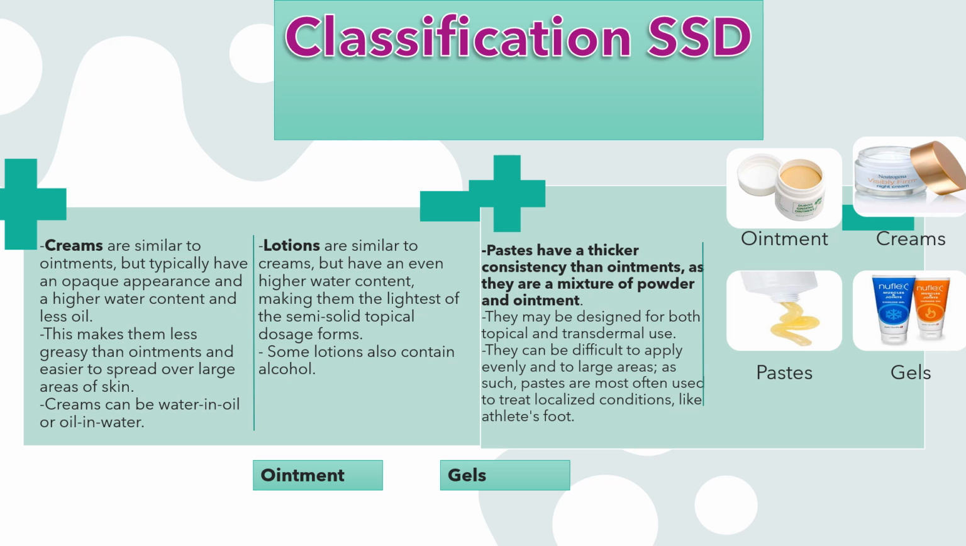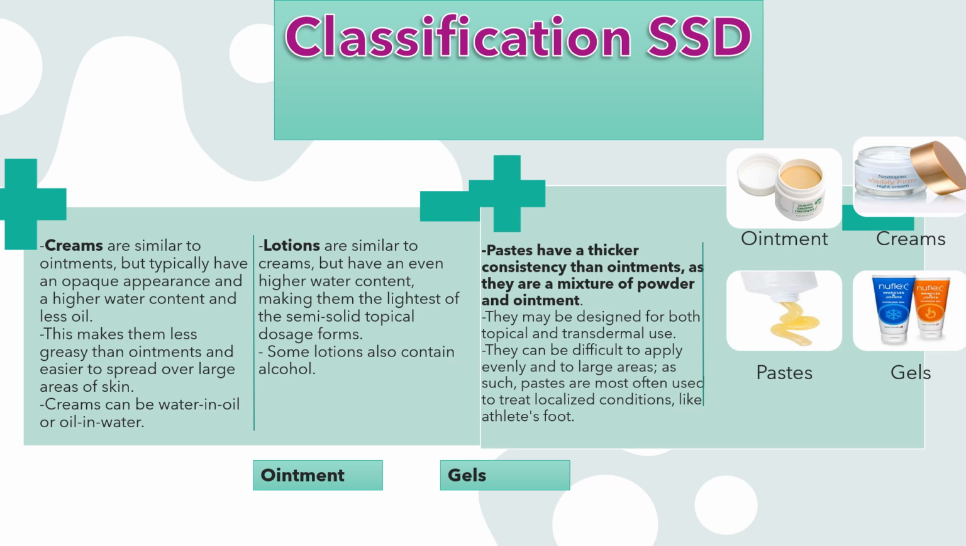So basically, for the classification of SSD, you can classify them into five groups: creams, lotion, paste, ointment, and gel. First, creams. They are designed for topical use. They are similar to ointments but typically have an opaque appearance, a higher water content, and less oil. This makes cream less greasy than ointment and easier to spread over a large area of the skin. Cream can be water in oil or oil in water.